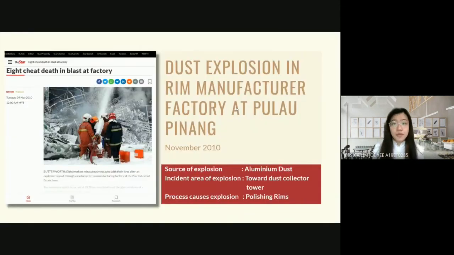To complete the HIRARC form, we have chosen an incident back in November 2010. It is a dust explosion in a rim manufacturer factory at Pulau Pinang. The source of explosion is aluminium dust, and it happened during the polishing rim process where the dust is collected to a dust collector cover.